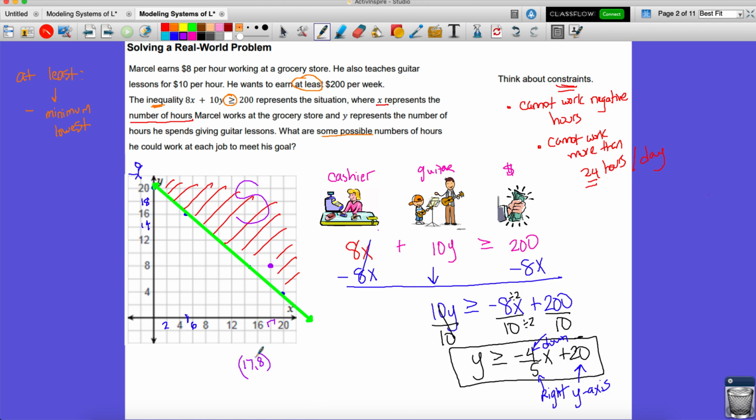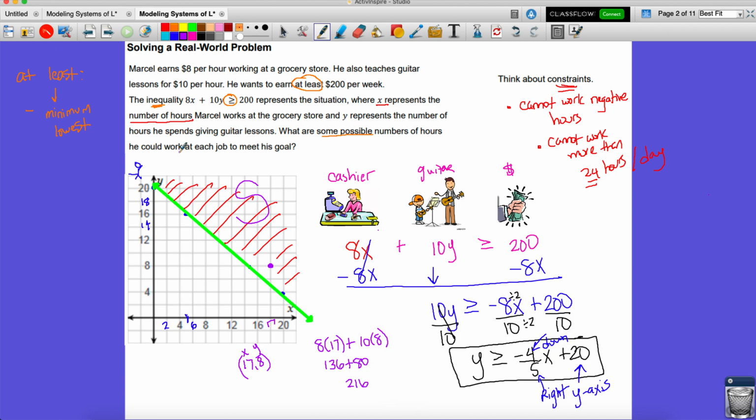If we were to put this in here really quickly, 8 times 17 plus 10 times 8. I'm putting, this is x and y. What's 17 times 8? This is 136 plus 80, and this ends up being 216.